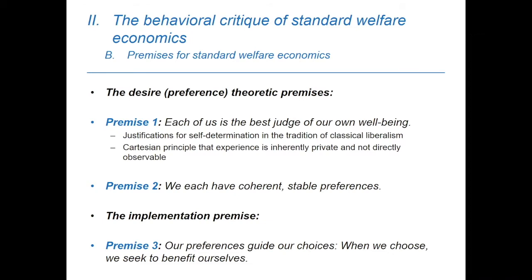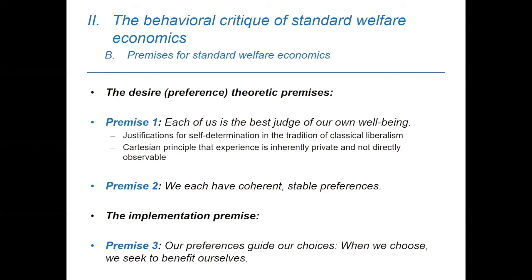Now I'll turn to welfare, and in particular to the premises that provide the foundation for standard welfare economics. There are three premises, and they fall into two categories. The first category consists of the desire theoretic premises. These premises are what make the standard approach to welfare an articulation of the desire theoretic school of thought. The first premise asserts that each of us is the best judge of our own well-being. We can give several types of arguments for this premise. First, we have justifications for self-determination in the tradition of classical liberalism. My judgments about my life are paramount because, after all, it is my life.